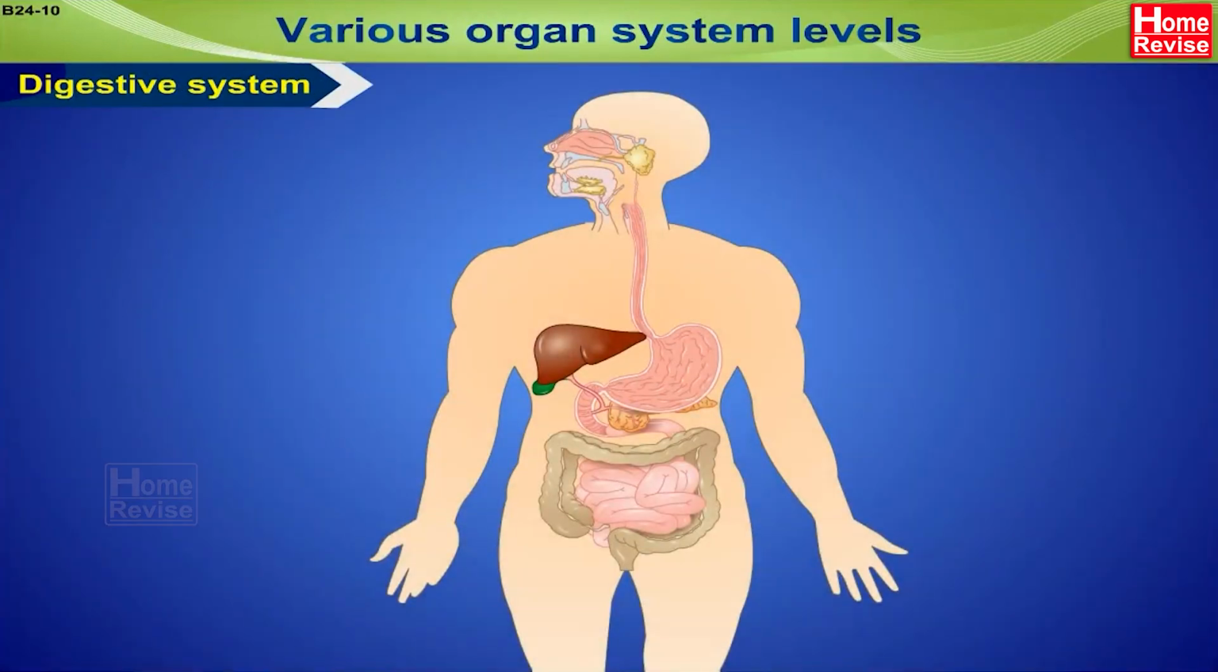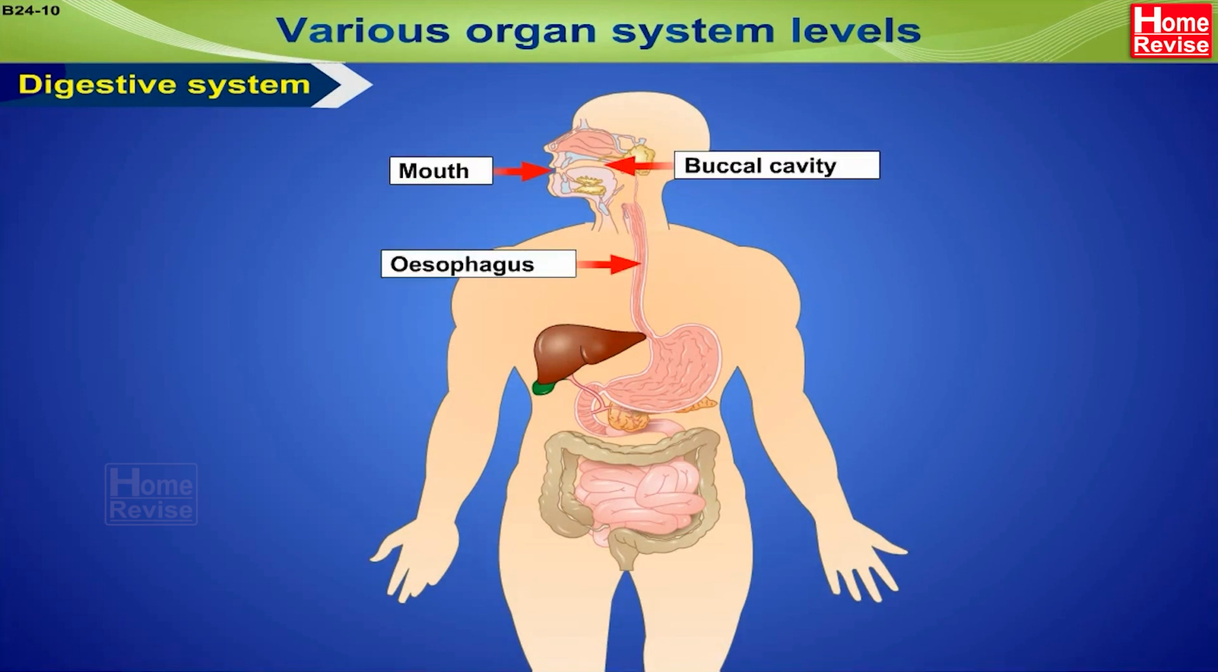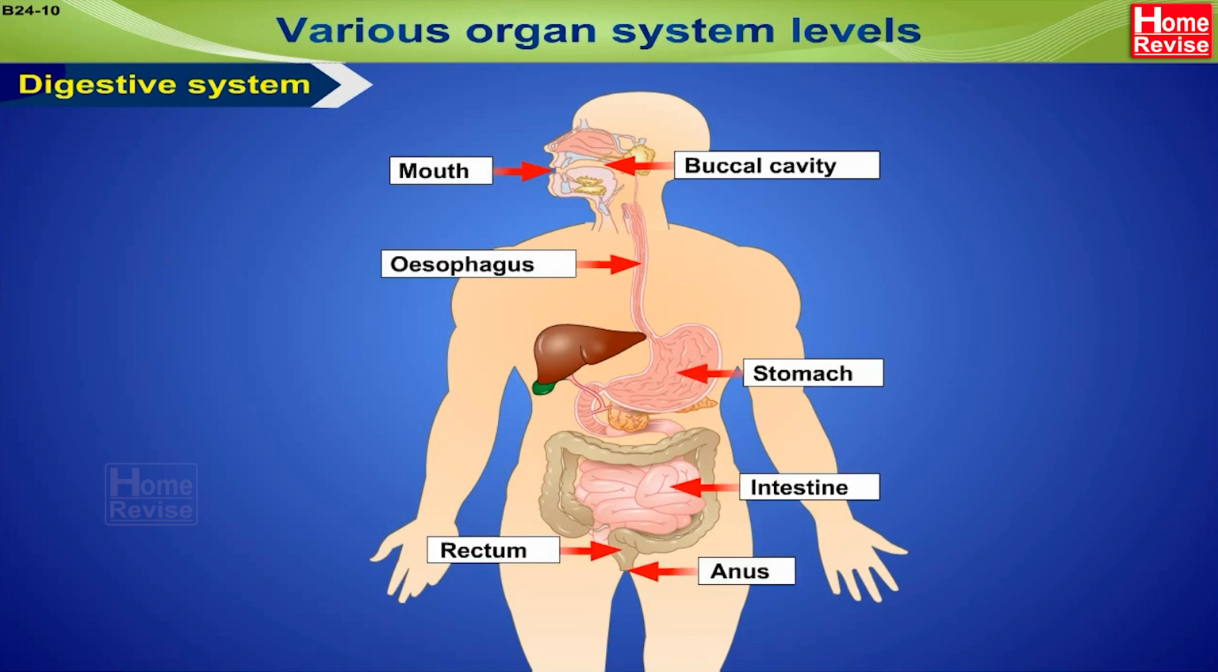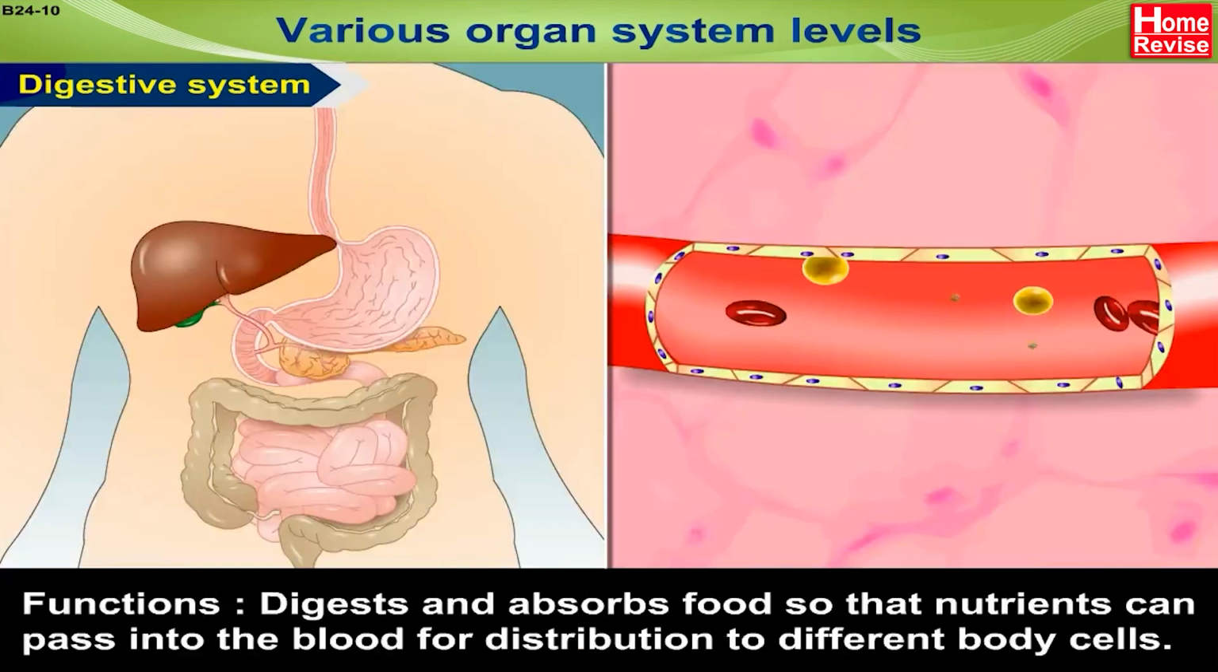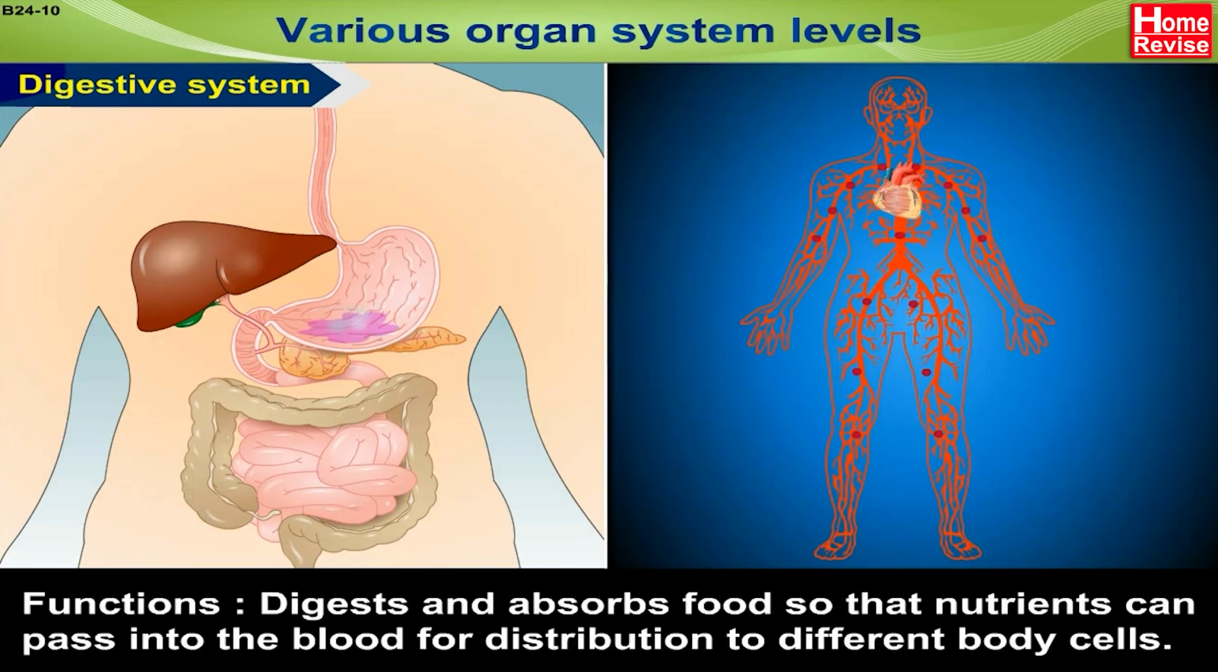Digestive system. Mouth, buccal cavity, esophagus, that is the food pipe, stomach, intestine, rectum, anus, and digestive glands like liver and pancreas are a part of the digestive system. It digests and absorbs food so that nutrients can pass into the blood for distribution to different body cells.